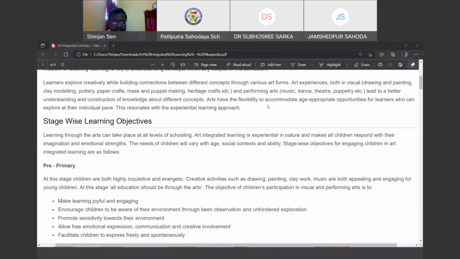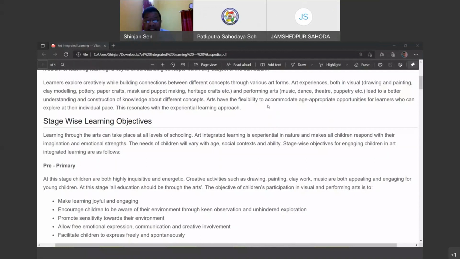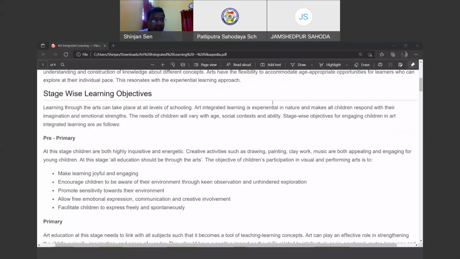Encourage children to be aware of their environment through keen observation and unhindered exploration. They should know their environment. They should know their ecology. They will observe. The more they observe, the more they will see. The more they see, the more they will believe. And there will be no restrictions at all. This is something that needs to be taken care of. Promote sensitivity towards environment. They will be sensitized about the environment.